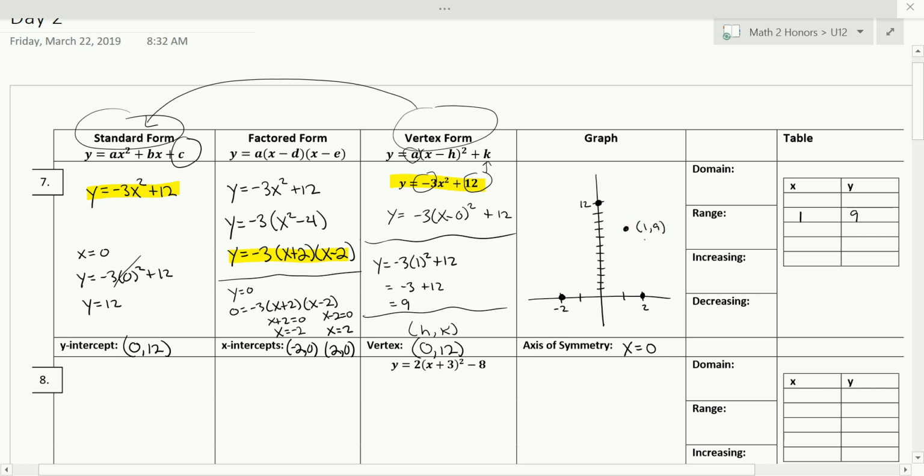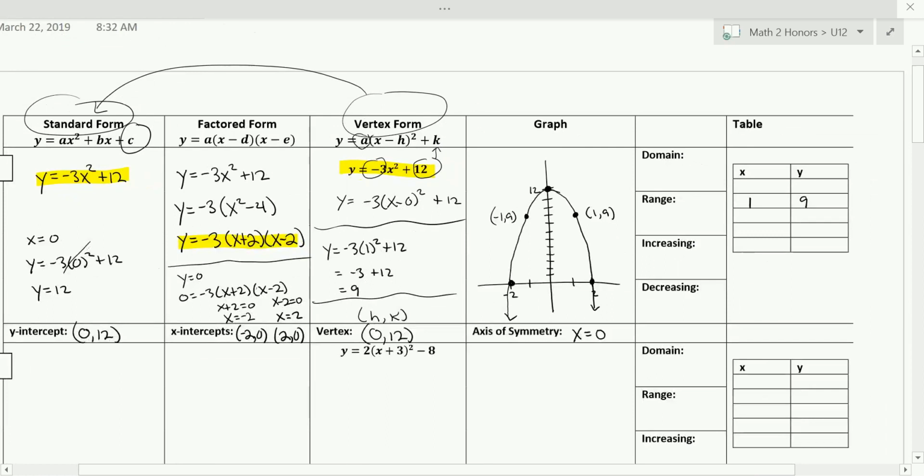And if you find a point to the right of the axis of symmetry, you automatically have a matching point on the left side. So (-1, 9) is going to work for us. And then draw your parabola. Make sure it's rounded, not pointed. Fill in our points here.